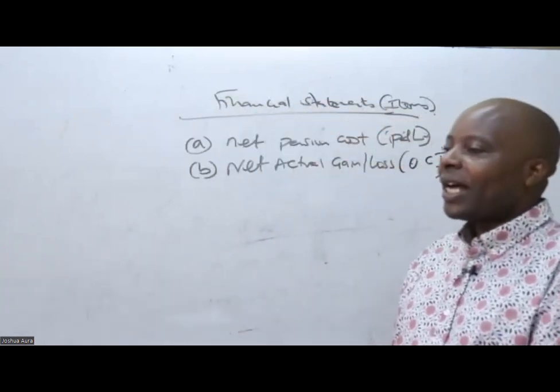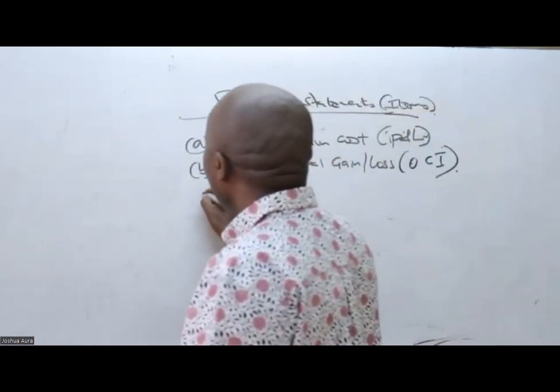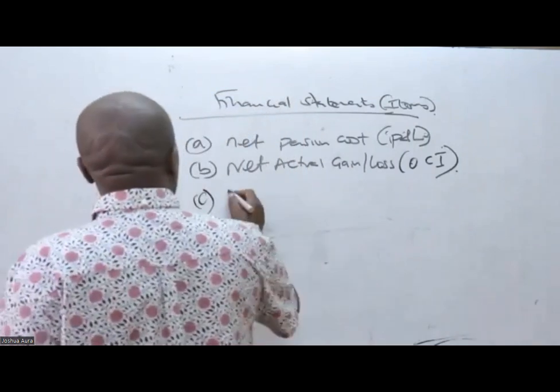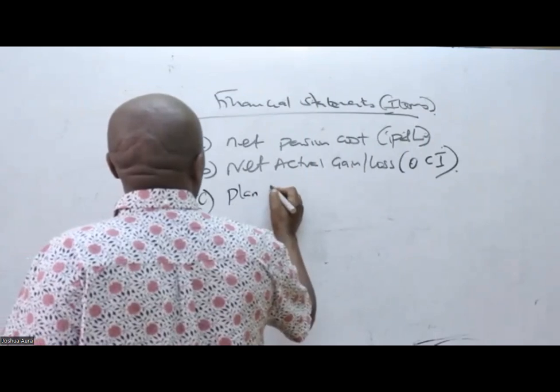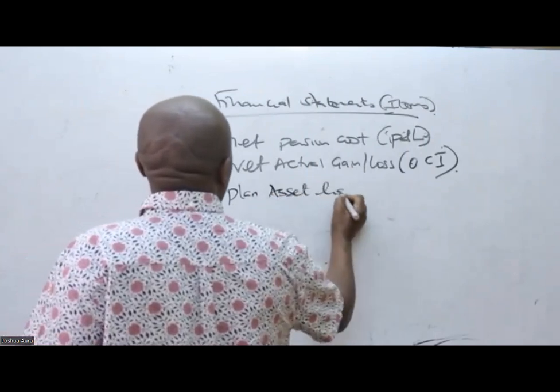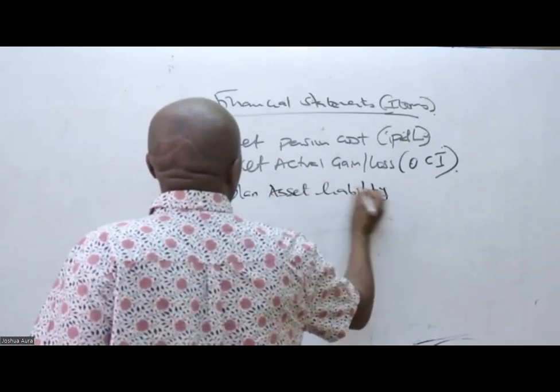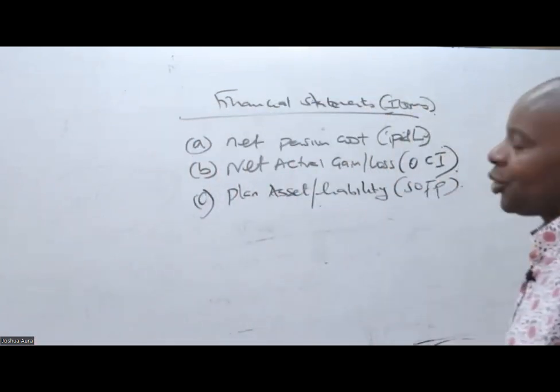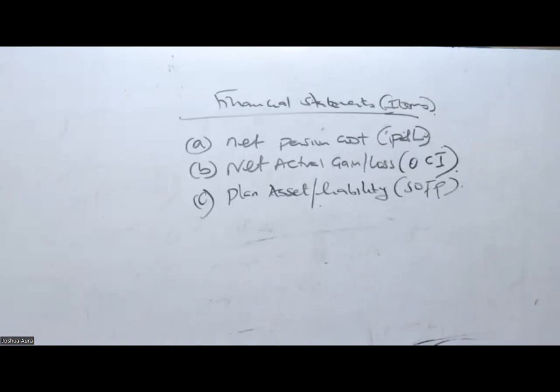And then the last note that I would need, a very important note from you, ladies and gentlemen, will be what we call the plan asset liability. The plan asset stroke liability account. I would need this. Of course, this will go to the statement of financial position.